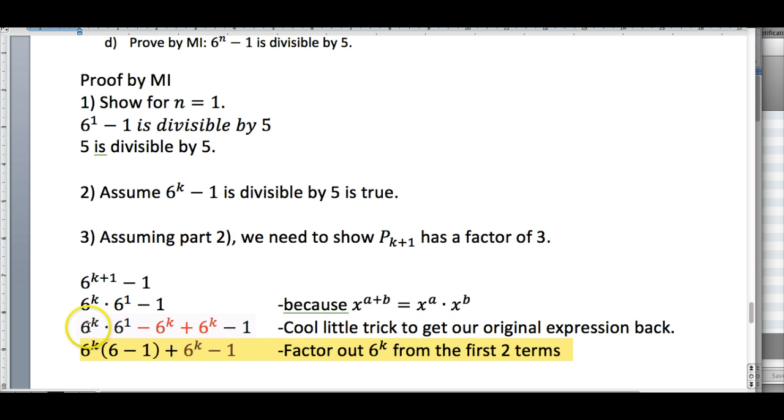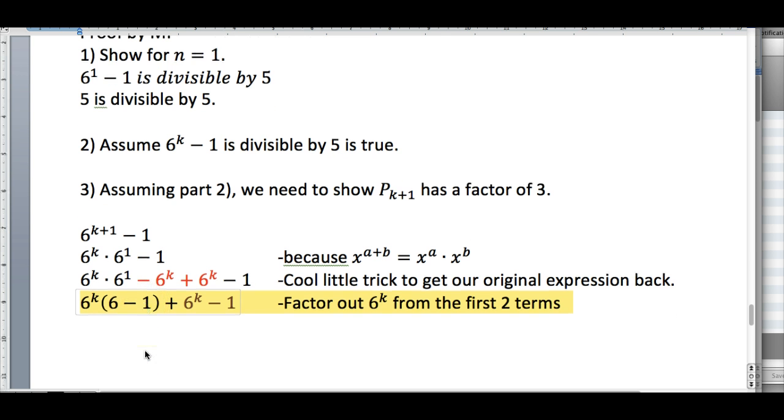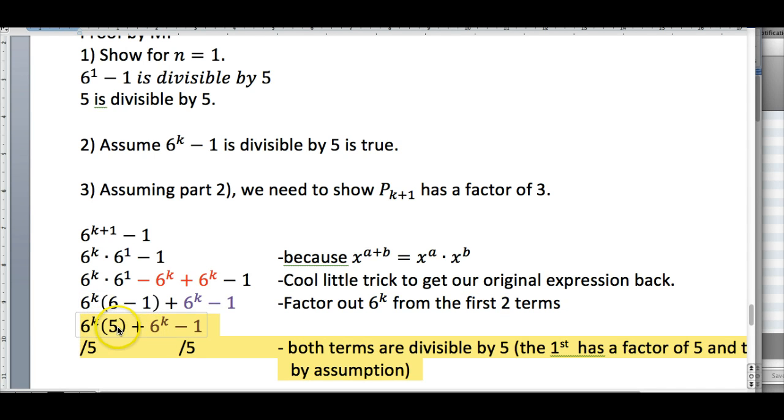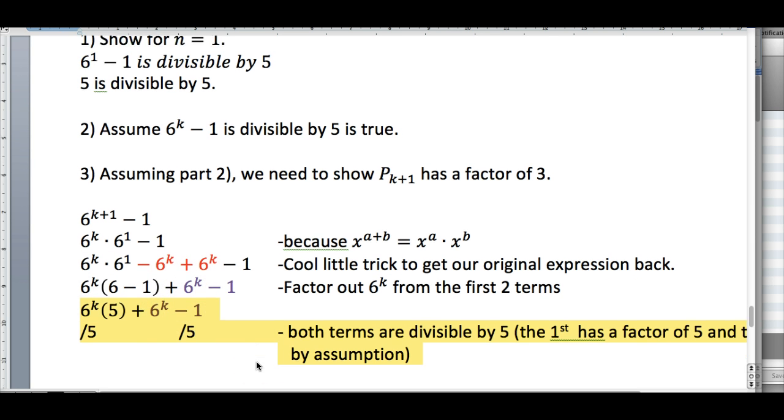Then the next step is to say, okay, this one right here has 6 to the k. This one right here has 6 to the k. So what I'm going to do is factor it out. And when I factor it out, I'm left with this 6, and I'm left with 1. And now I hope you can see what's happening here. 6 minus 1 is 5. So if I have 5 times anything, that will be divisible by 5. Since I have 6 to the k minus 1, that's what we wanted to shoot for. That's why I had to put this one in at this point. Yes, that's divisible by 5 too, by assumption.